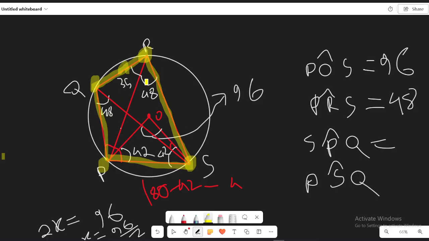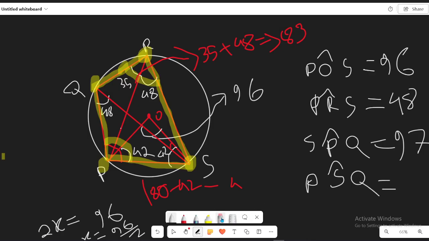So this angle right here and this angle right here, the angle we need to find, must be equal to 180 degrees when you add them. So the summation of these two angles right here, 35 plus 48, is 83. So this must be 180 minus 83, which is 97. So this is actually 97. Alright, PSQ.